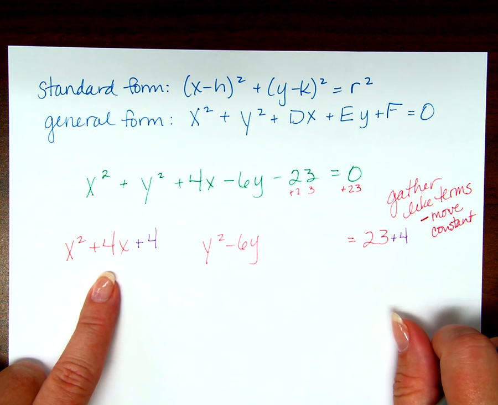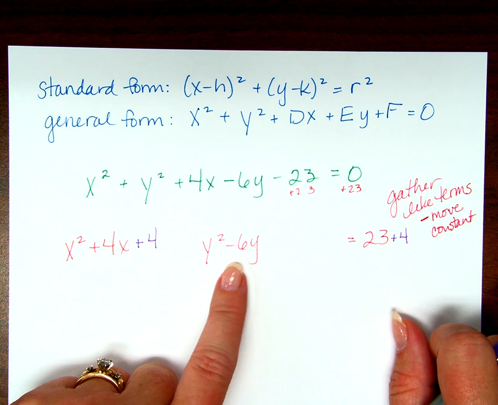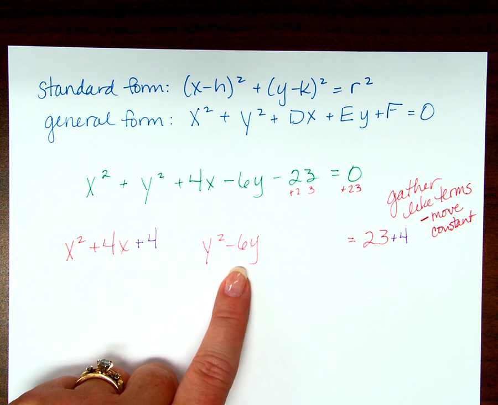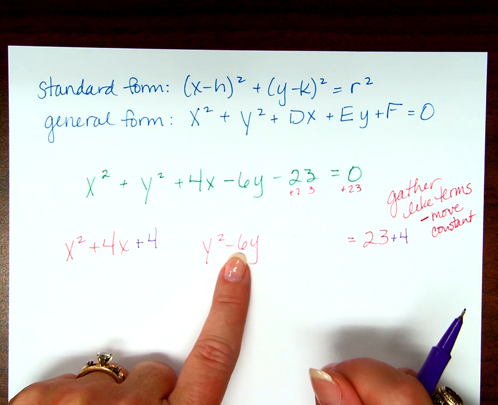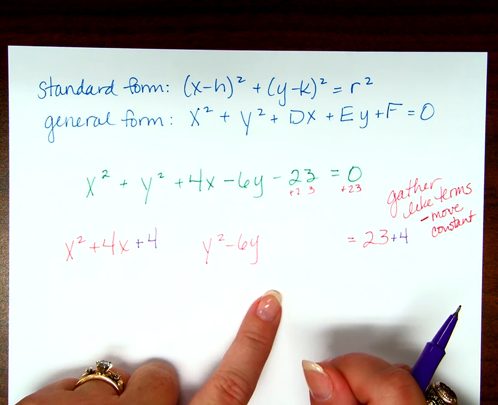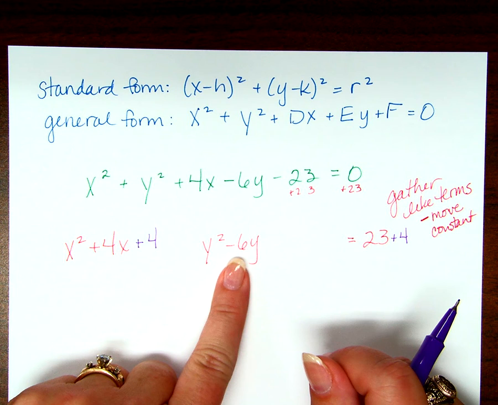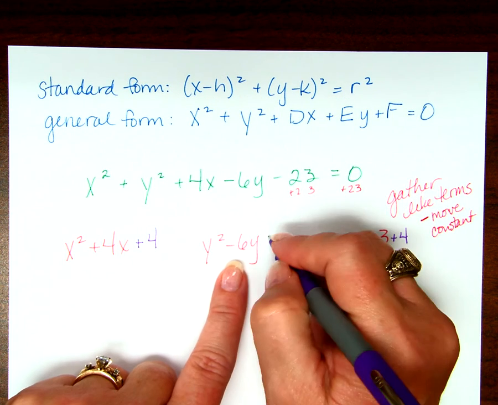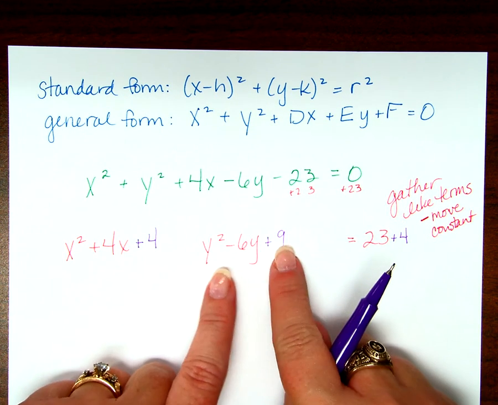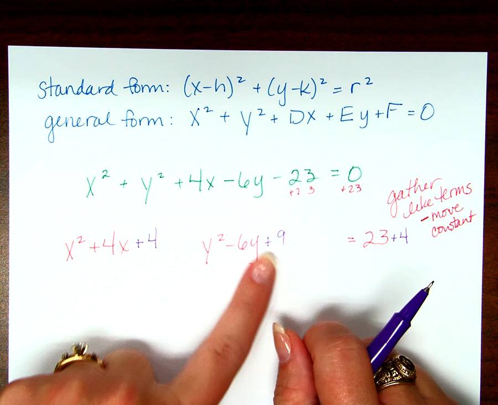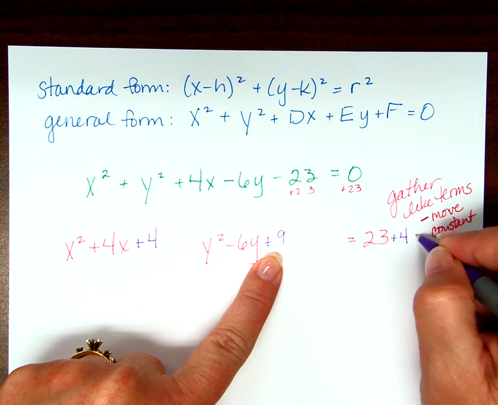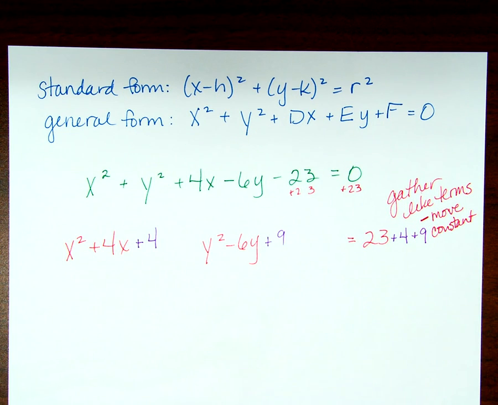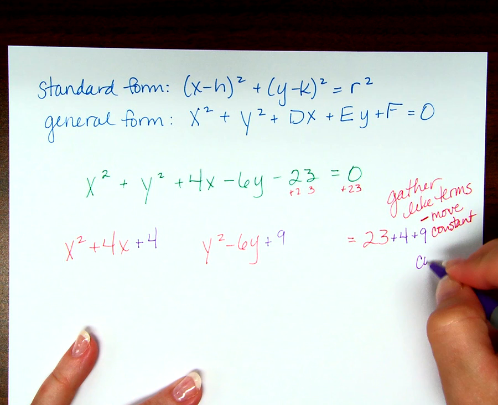Now I'm going to look just at the y's. Divide this by 2 and square it. What is negative 6 divided by 2? Negative 3. Negative 3 squared? 9. Will I ever subtract anything right here? No. So if I add 9 here, also add 9 over there, right? So that was completing the square.